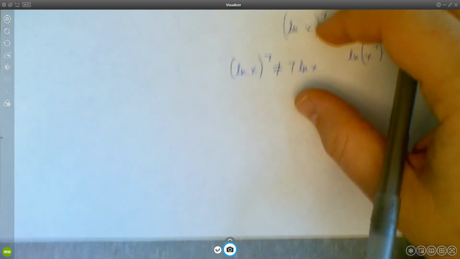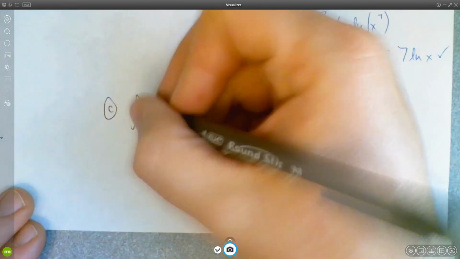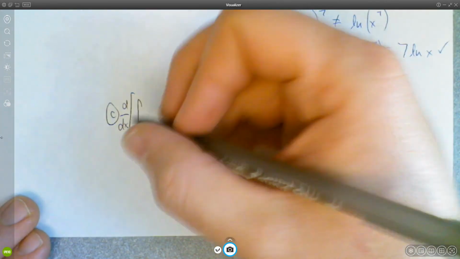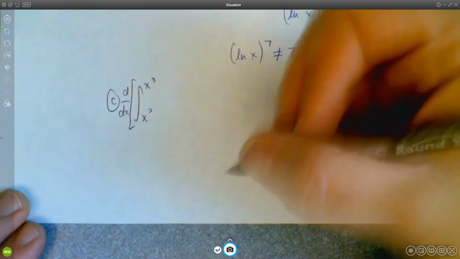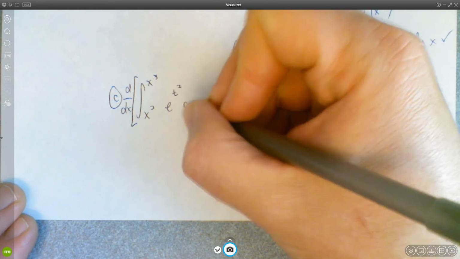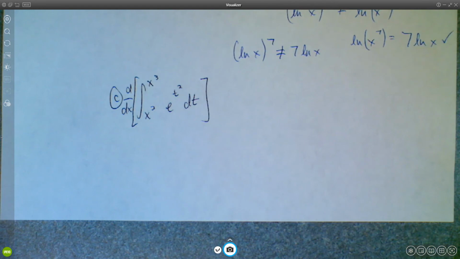Now you could take this one step further and ask, what if both limits of integration have some kind of function in them? So what if we're trying to find the derivative of the integral from, I don't know, x squared to x cubed of some crazy thing, e to the t squared dt? Something like that.